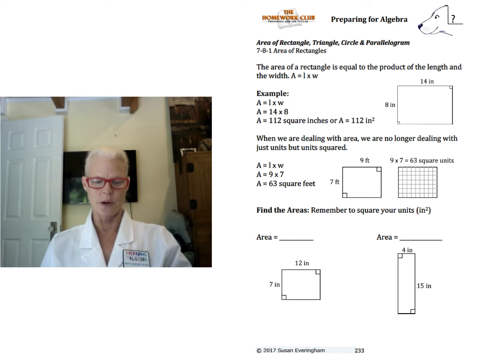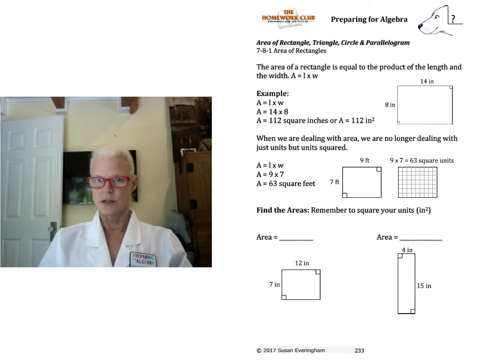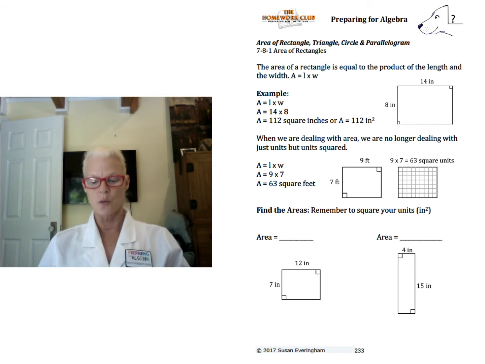Here's your example. Here's another example where you've got 7 times 9, 63 square feet. I've kind of laid it out as an image. You can see all the tiny little squares. Since you're talking about area, there are 63 square units within this 9 times 7. Go ahead and find the areas. Remember to square your units, so inches squared, feet squared, whatever it requires. And we'll move on to page 234.